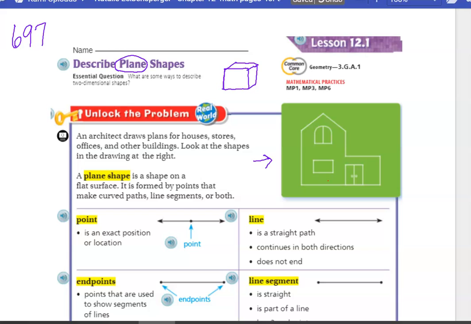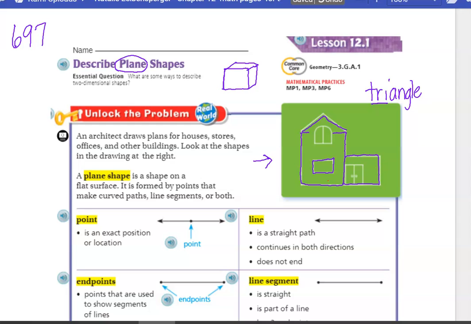Okay, if you said triangle, you're correct. The roof there is forming a triangle. Tri meaning three. I see some rectangles, and this part of the house is a rectangle if we were to draw that line straight across. And I see some other rectangles on this side of the house. And the door forms two long rectangles. So those are all the different plane shapes that I see.